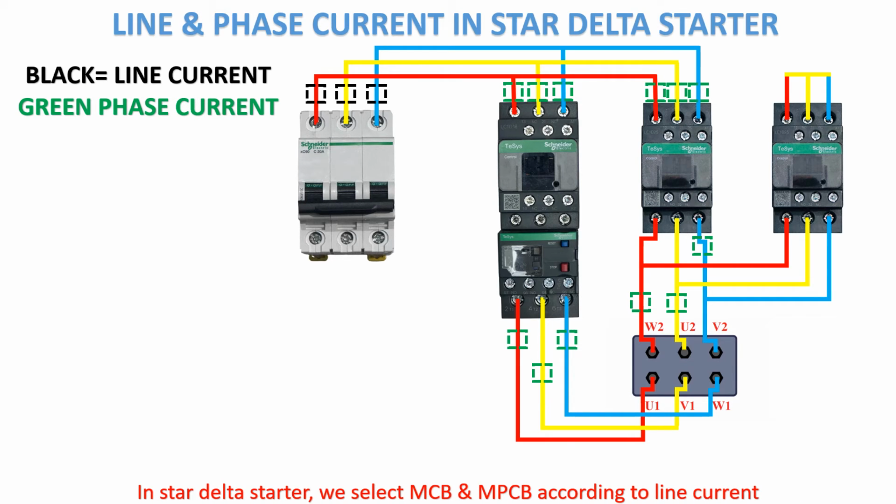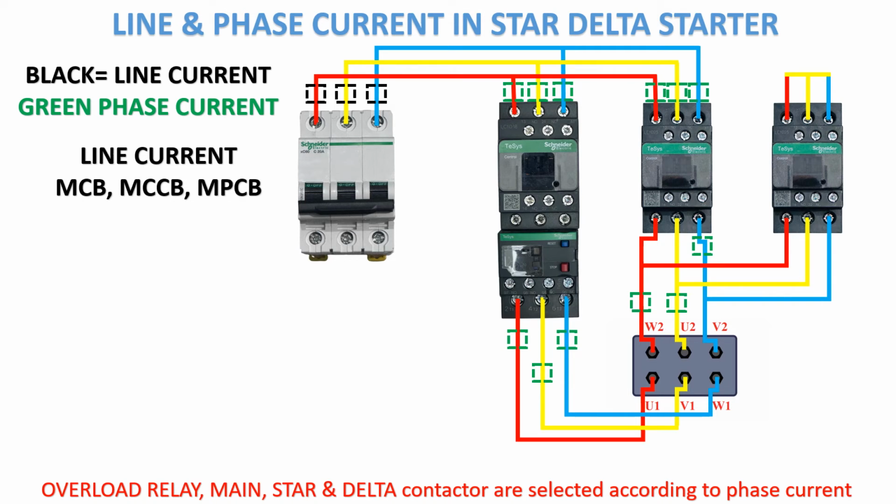In star delta starter, we select MCB and MPCB according to line current. Overload relay, main, star and delta contactor are selected according to phase current.